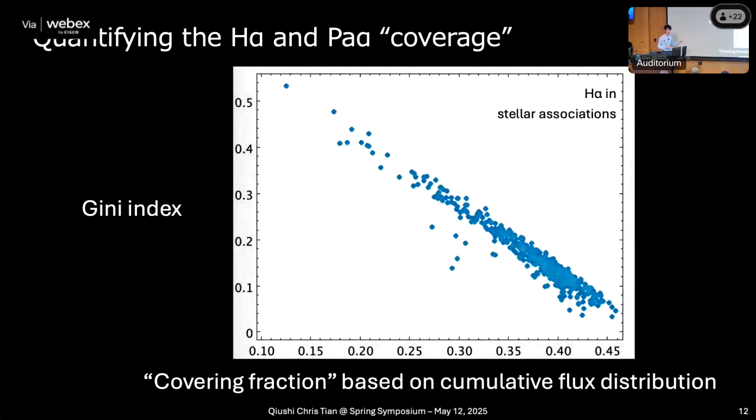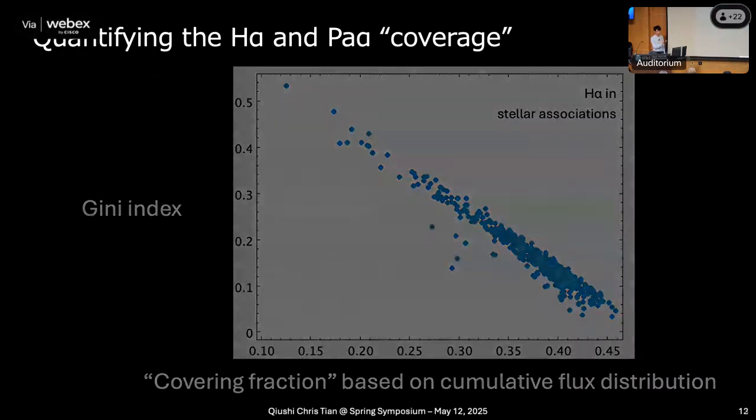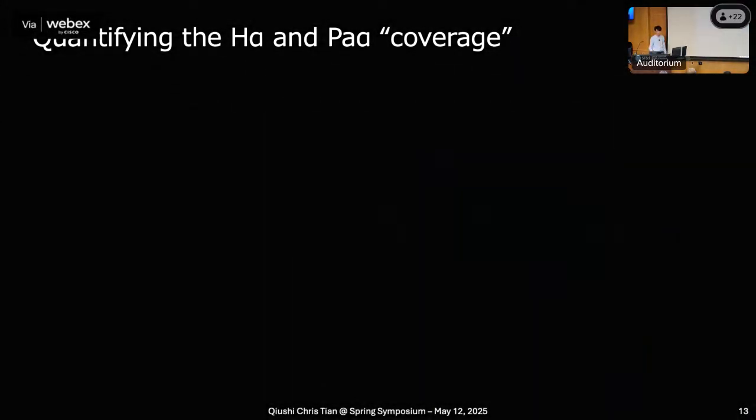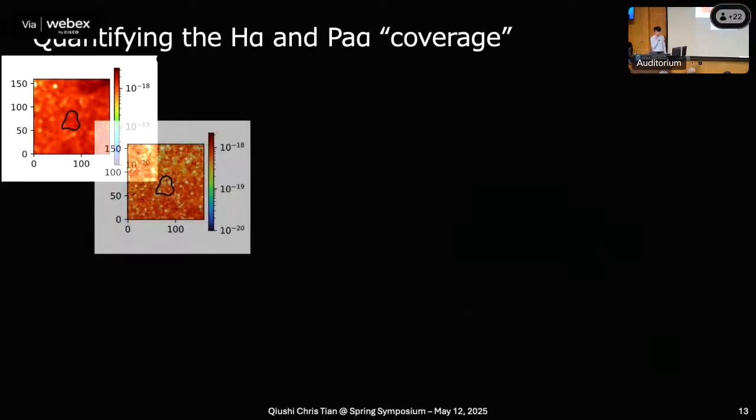So I've tried these two methods, and they're agreeing really well. If you're not familiar with the Gini index, a Gini index of 0 is basically uniform, and the cumulative flux distribution sort of goes the other way. So as you can see, there's a negative correlation, and it's basically pretty spot on. So I'm just gonna use one of these two, and it will convey the same idea. So let's look at a few more regions in detail to see how this idea is working.